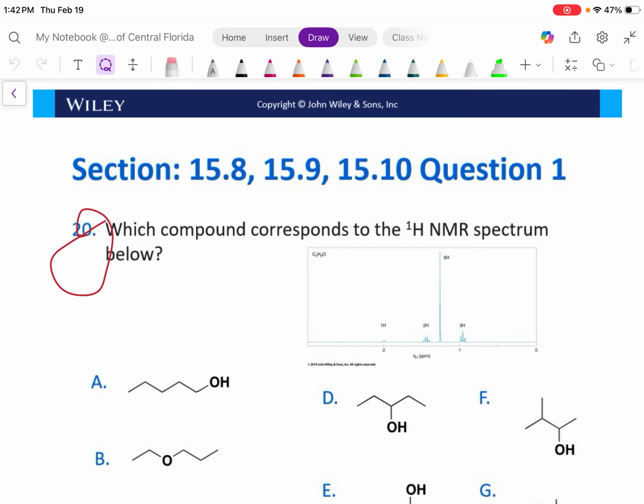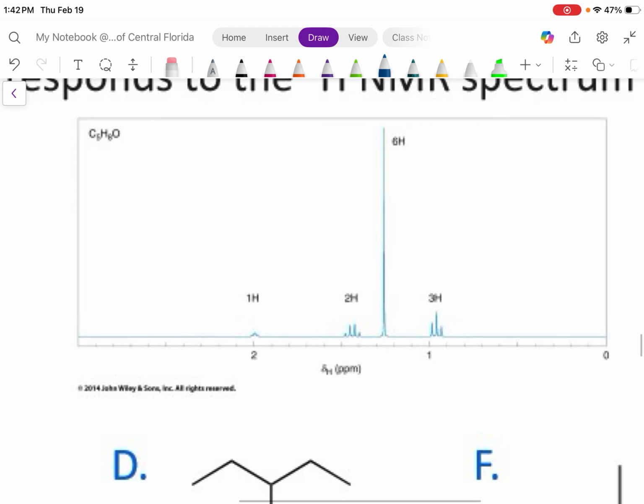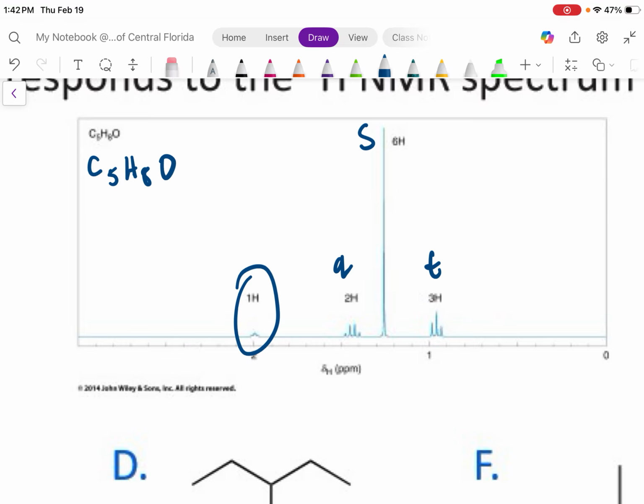So let's go through the problems we went through in class today and see what we can come up with here and get you the correct answers, okay? So if we zoom in a little bit better here, we have a singlet there, a quartet, a singlet, and a triplet. Can't see it very well, but that's C5H8O, I believe.